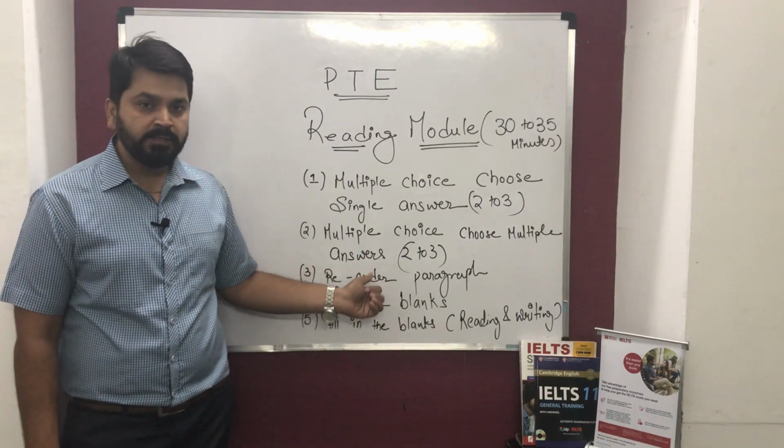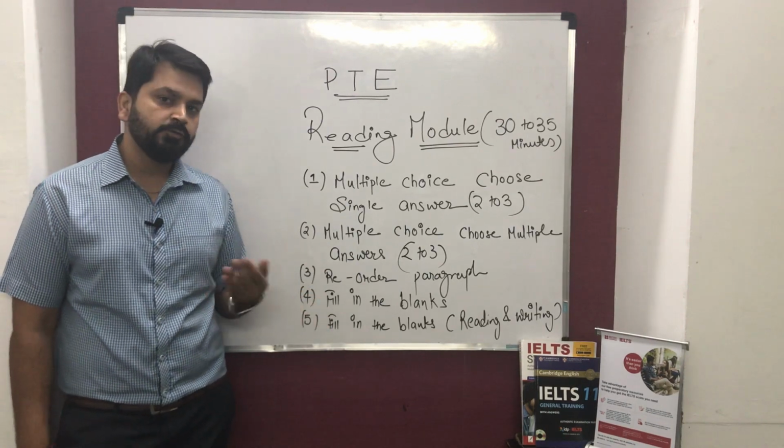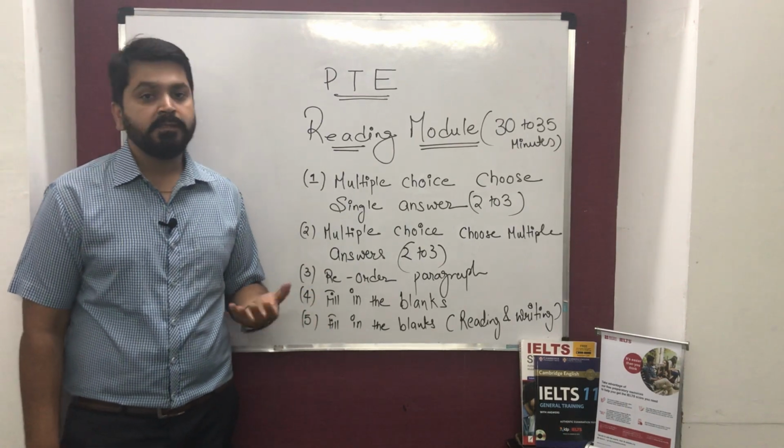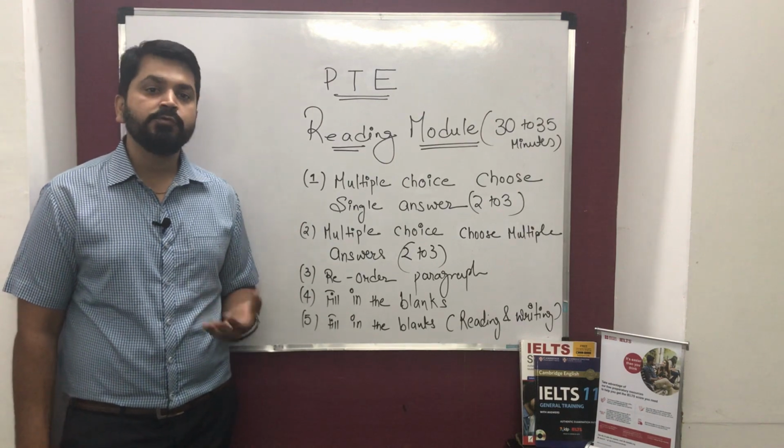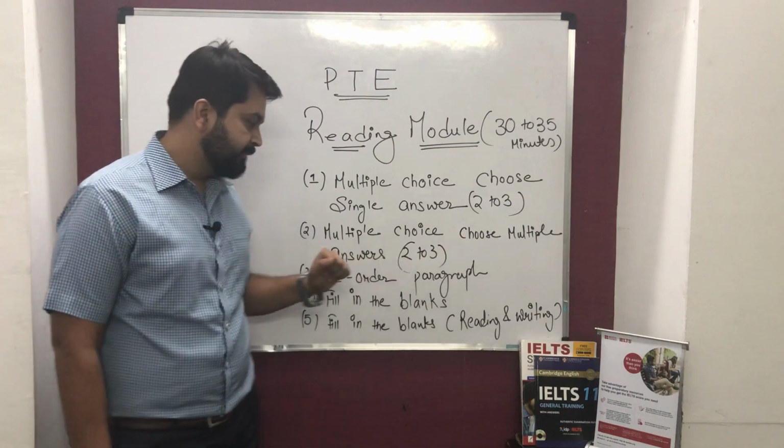As it is choose multiple answers, you cannot choose one option. So you have to choose a minimum of 2 options. Better, if you have confusion, I would suggest choosing 3. And there will be 2 to 3 questions like this.